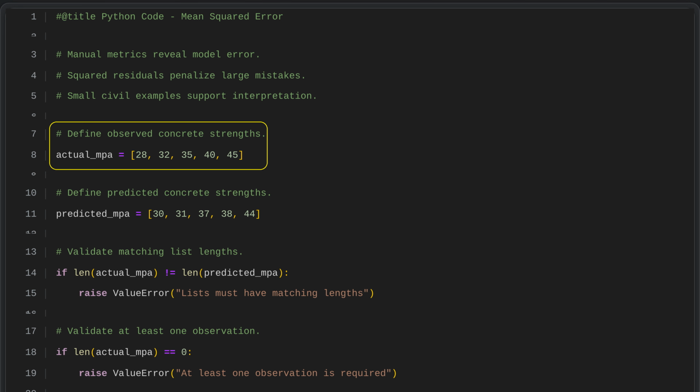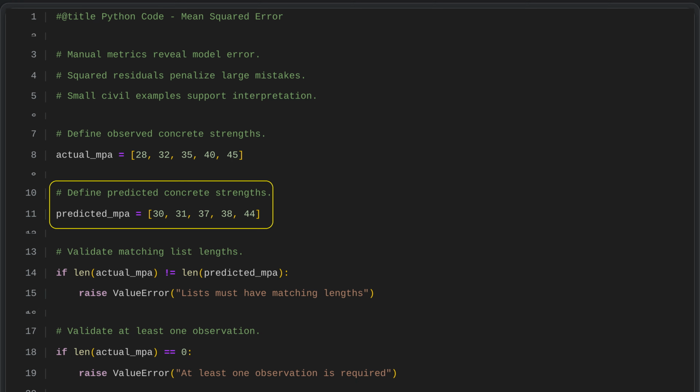We define a list of actual concrete strengths measured in megapascals. These observed values provide the reference for comparing model predictions and calculating measures such as residuals and errors. A list of predicted concrete strengths in megapascals is created, so the predictions can be compared with the actual values. This comparison allows residuals and squared errors to be calculated, which are then used to find the mean squared error and assess prediction accuracy.